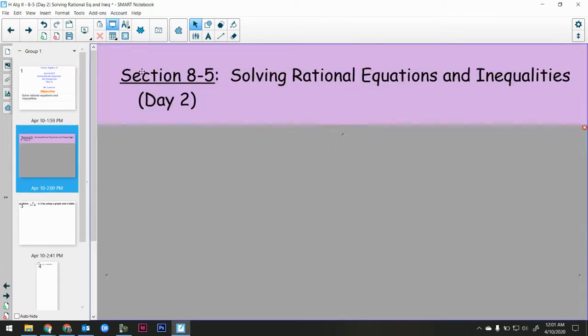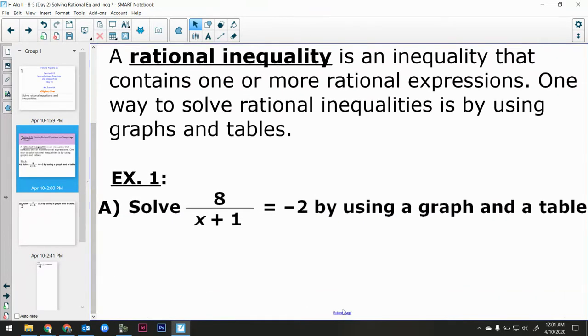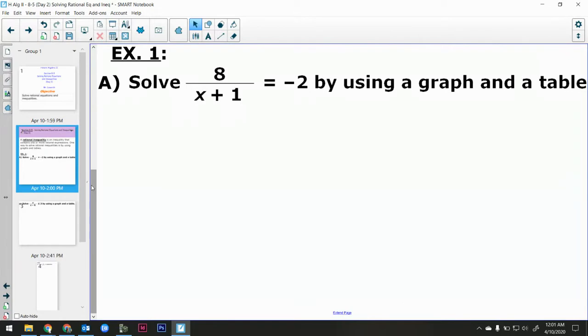All right, so we're going to work with inequalities. A rational inequality, this is one of those really stupid definitions. A rational inequality is an inequality with a rational expression in it. Duh. One way to solve a rational inequality is by using graphs and tables. The other way is to do it algebraically. So just like I said, let's take a look and see how this is done.